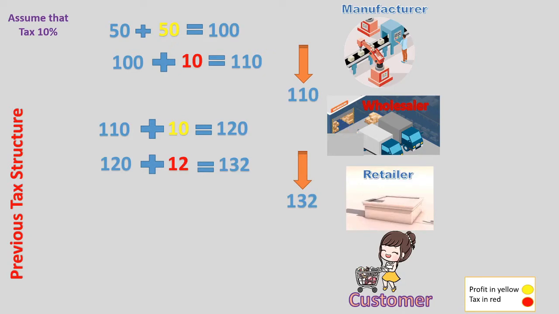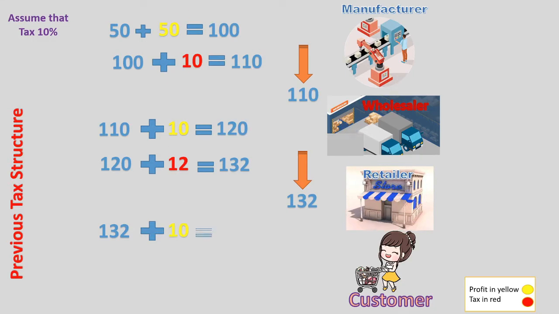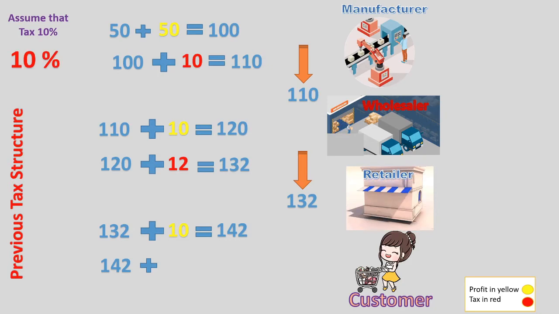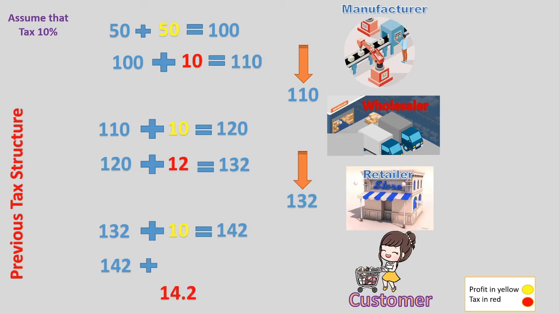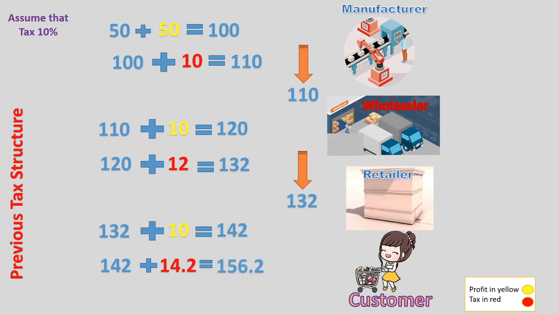Then it comes to the retailer. The retailer obviously is going to add his profit or value addition, say rupees 10, and then he is going to sell it for rupees 142. But no doubt he also has to pay the tax amount of 10% on rupees 142, so it will come to 14 rupees 20 paise. So finally he is going to sell that product to the customer for 156 rupees 20 paise.